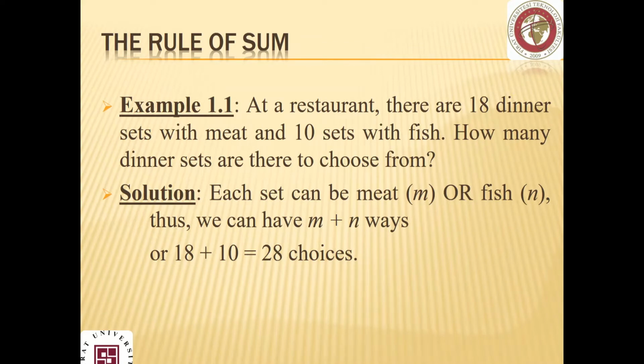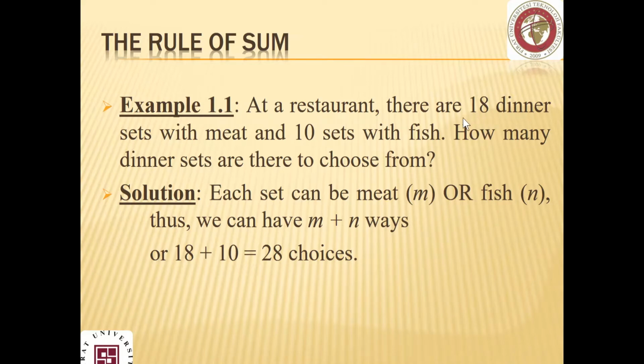So let's just take an example. Let's say when you go to a restaurant, you have a choice of 18 dinner sets with meat and 10 sets with fish. So now look, these two are not mixed. 18 dinner sets with meat and 10 sets with fish. They are not mixed. So different procedures, the outcomes, 18 choices here, 10 choices there, they are not mixed. They are not done simultaneously. They have some distinguished characteristic.